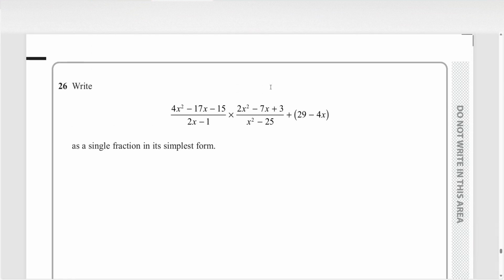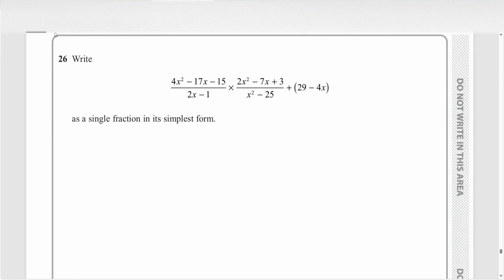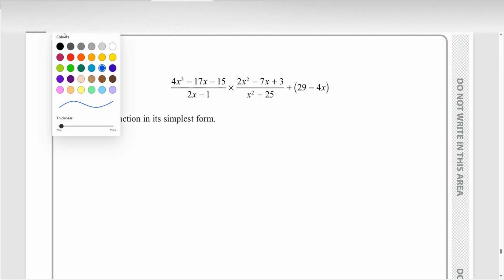Okay, so next is question number 26, an algebraic fractions question. The first thing we need to do to solve this is factorize everything and see what we can cancel out. Otherwise, if we try to do this in one go, we'll end up with quite a complicated equation.